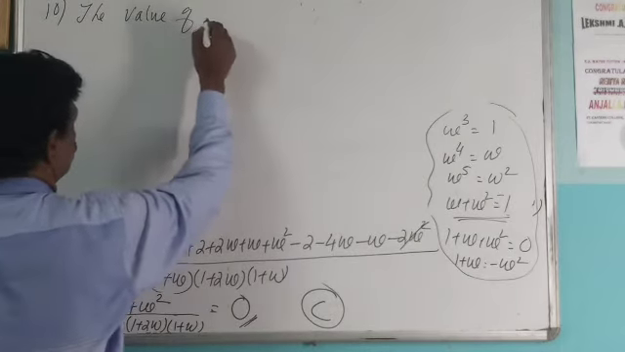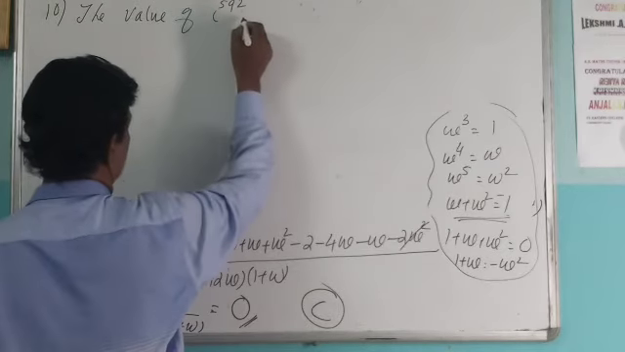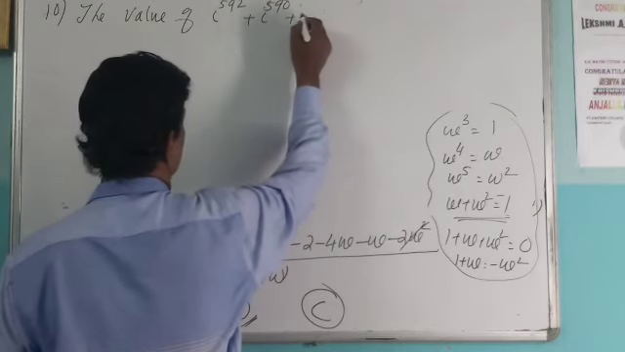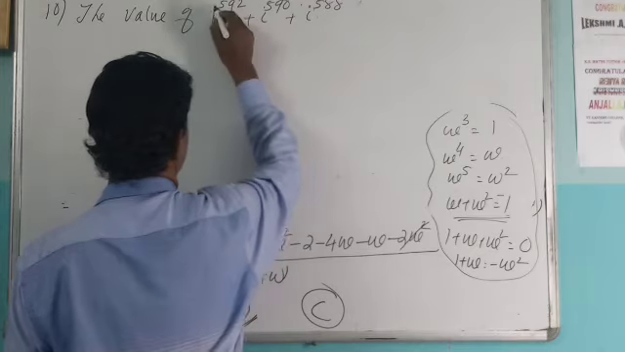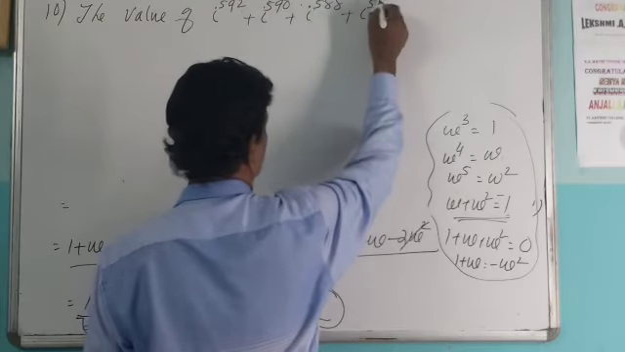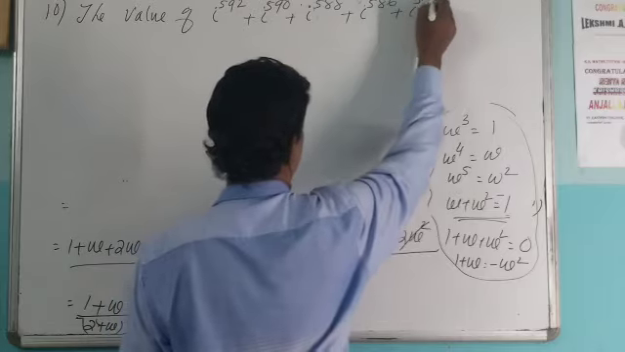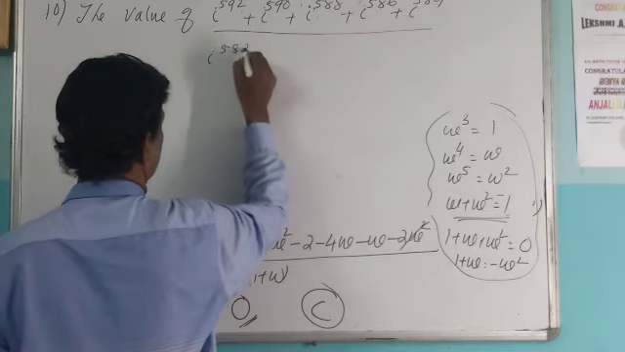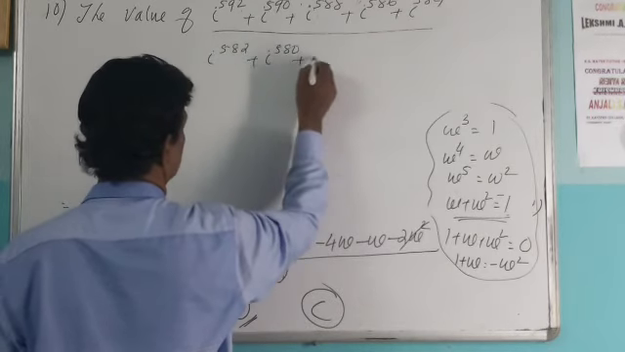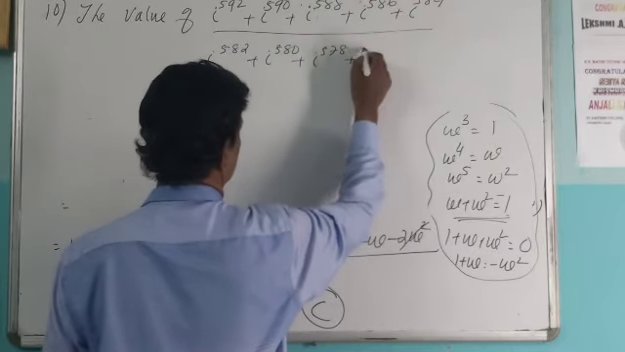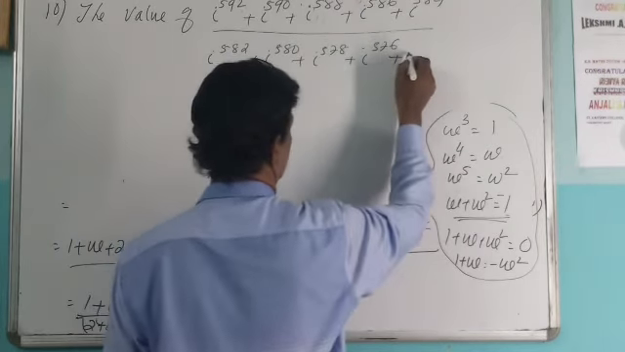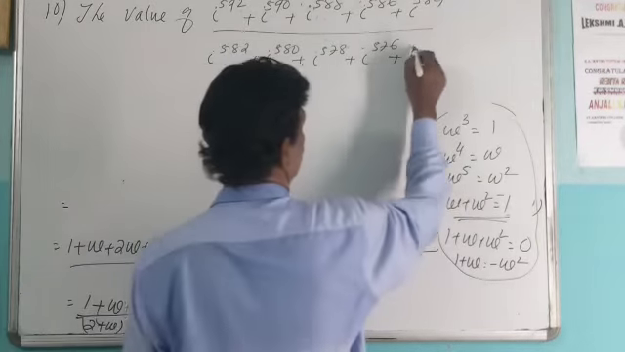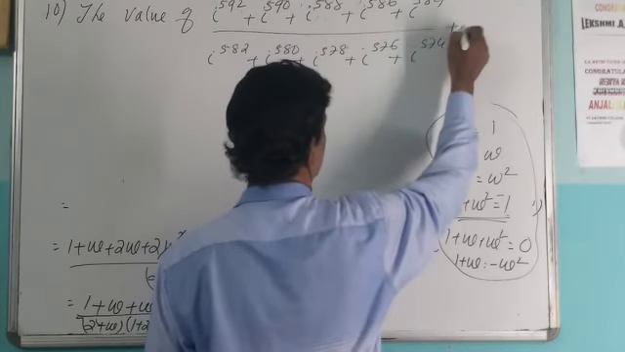The value of i raised to 592 plus i raised to 590 plus i raised to 588 plus i raised to 586 plus i raised to 584 divided by i raised to 582 plus i raised to 580 plus i raised to 578 plus i raised to 576 plus i raised to 574 plus 1.